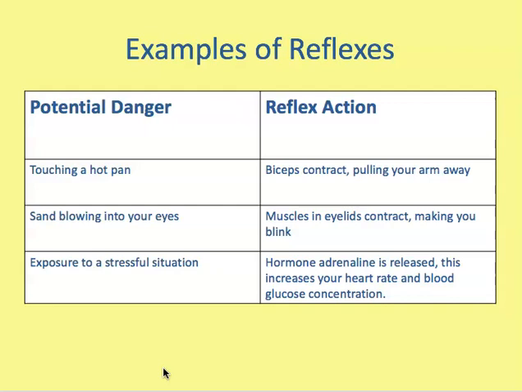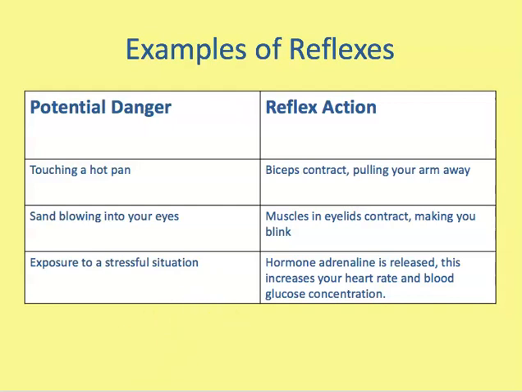And the last one's a bit different because it exposes you to a stressful situation. So this time, instead of a muscle being the effector, a gland is, and it's your adrenal gland, which will release adrenaline when you're exposed to a stressful situation, which increases your heart rate, and it means that more glucose and oxygen are delivered to your cells, which means there's a higher rate of respiration, which means you can release more energy. Okay, so there's some examples of reflexes.